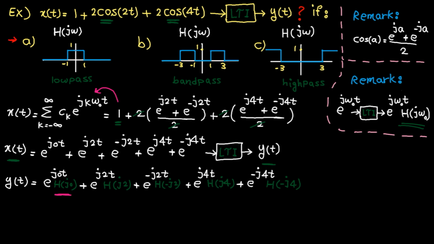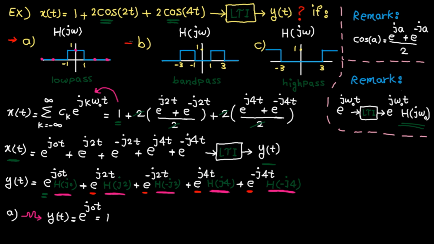Now let's start with the first case. H at 0 is 1, so the system passes this signal. H at 2 is 0, so the system rejects this signal. The same thing for minus 2. H at 4 is 0, therefore this signal is rejected. The same thing for minus 4. So this guy is the only signal which is passed by the system. So the output is e to the power of j0t, which is 1.